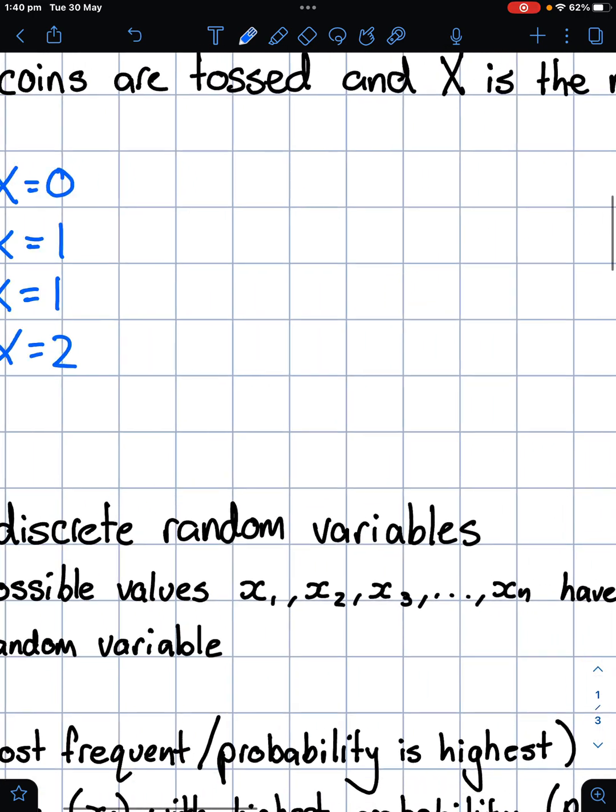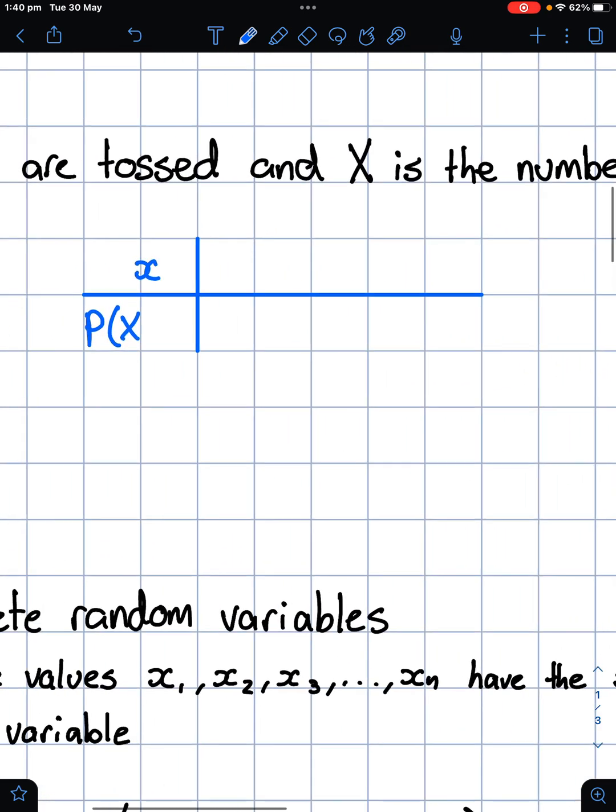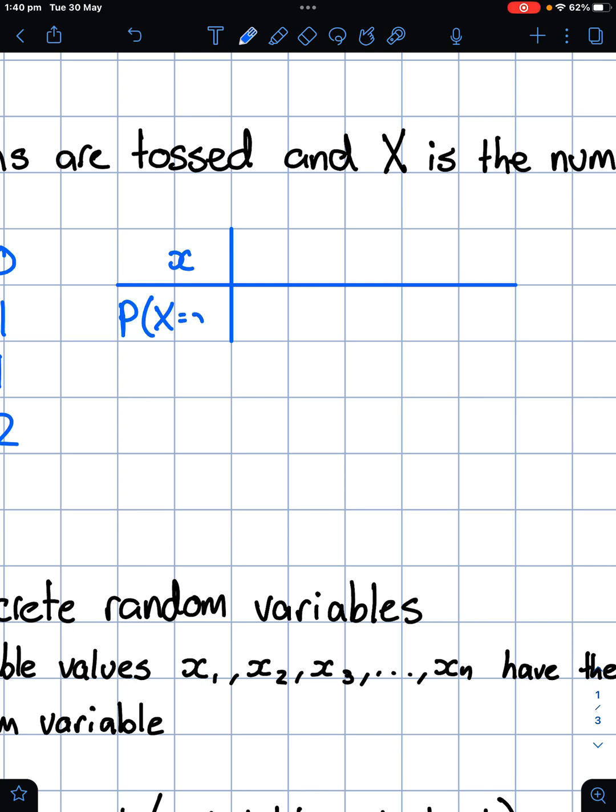So we can display this in a table. I should have done a table earlier. Let's just do a line. So we've got X here, and then we've got the probability that X, the number of heads, equals whatever the value is above it. So we've got a possibility of 0.